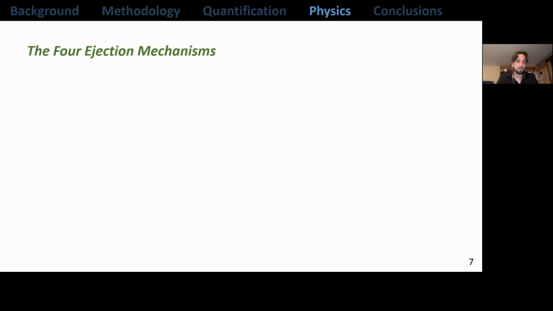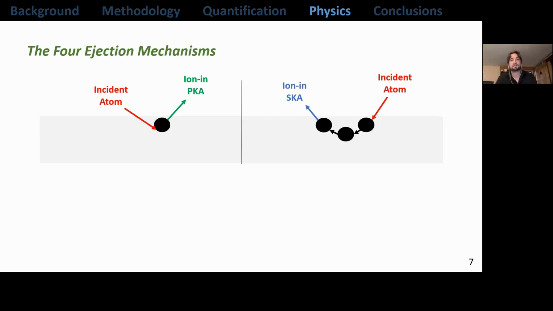So we look to understand the observed anisotropies by breaking things down into 4 ejection mechanisms contributing to the total sputtering yield. The first involves an incident atom entering material and directly ejecting a surface atom, which is termed an ion-in primary knock-on atom. The second involves an incident atom entering the substrate, impacting a surface atom, and that atom going on to impact another atom, and then potentially another atom, and eventually an atom's ejected, which is termed an ion-in secondary knock-on atom.